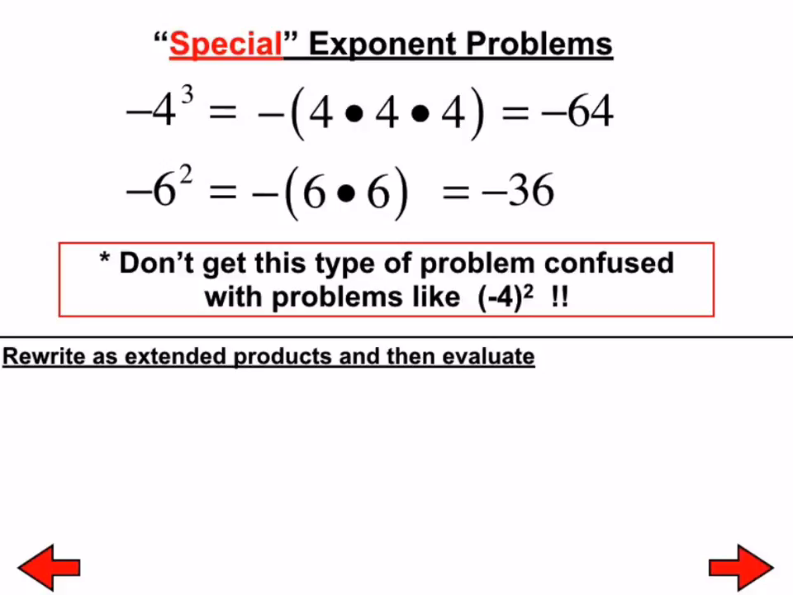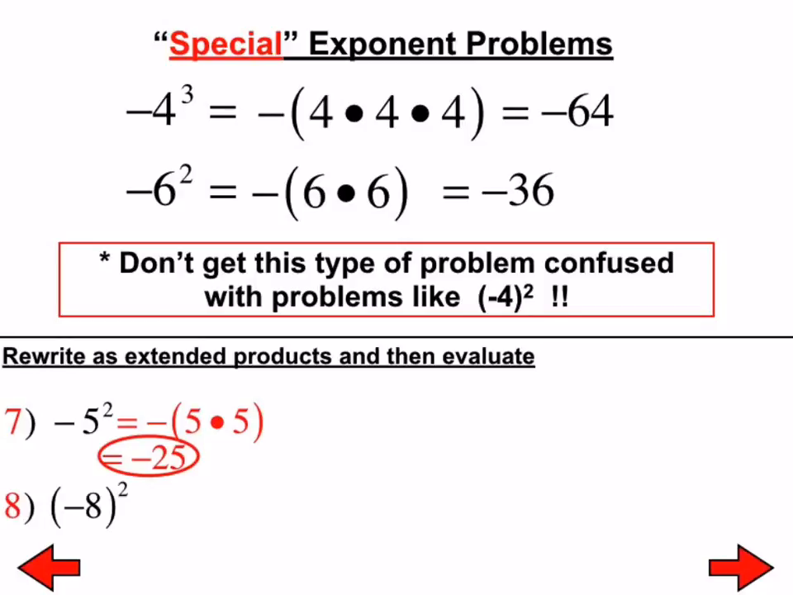All right, everybody go ahead and do the next. How many of them are there? 4? Go ahead and do all 4 of them, please. Number 7, -5 without parentheses around the base to the second power means this as an extended product. And of course, when we evaluate that, we end up with -25.